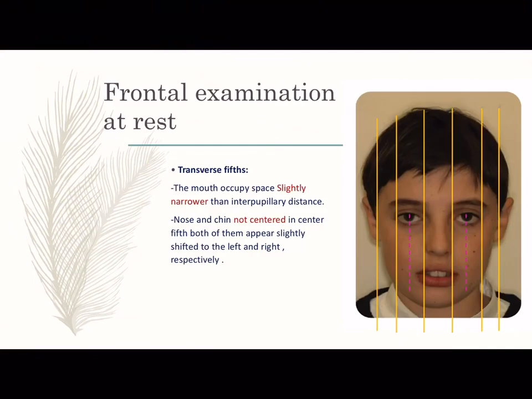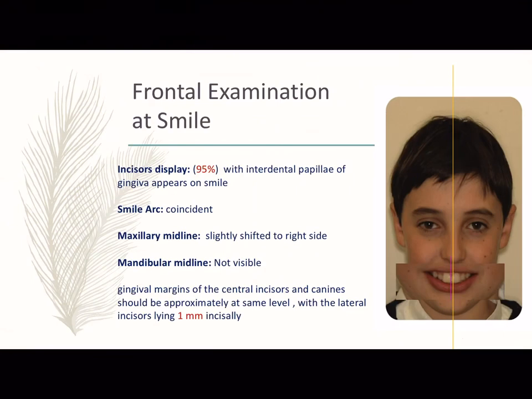In transverse fifths, the patient shows the mouth occupies a space slightly narrower than the interpupillary distance, and the nose and chin are not centered in the center fifth. At frontal examination at smile, the patient shows 95% of his incisors with interdental papillae, the smile arc follows the inner curvature of the lower lip, the maxillary midline is slightly shifted to the right, and the mandibular midline is not visible.